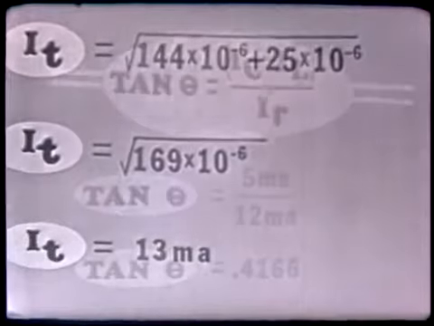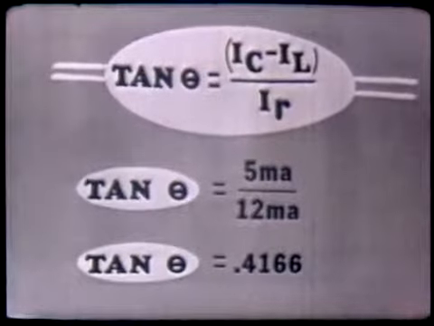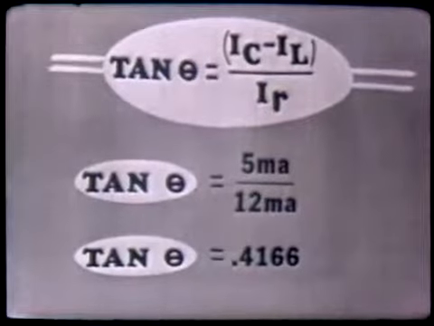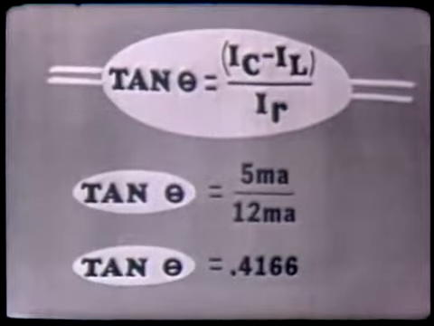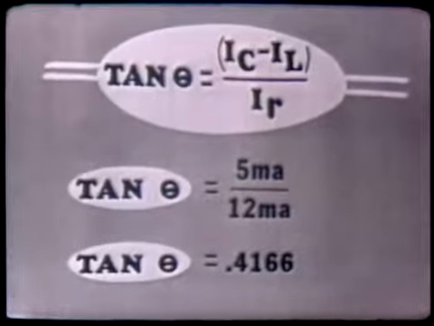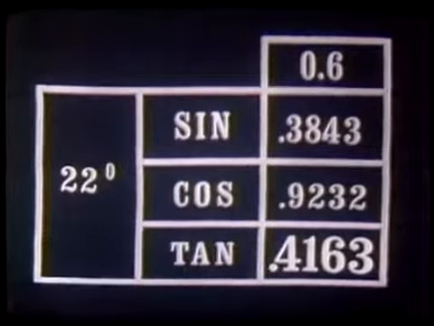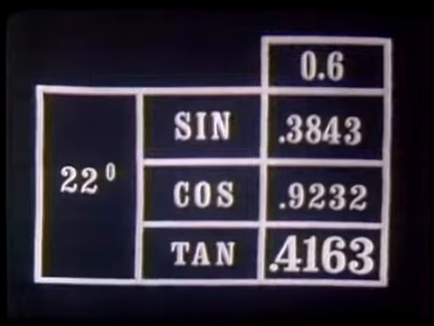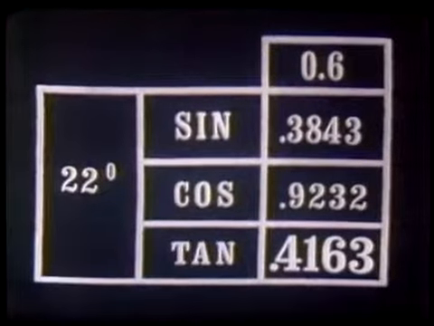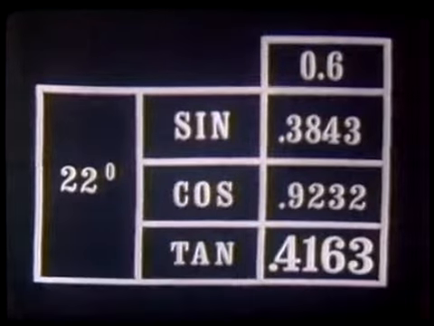What about the angle of our current? Well, we can use the tangent trig function rather than a protractor to determine this angle. And the tangent of angle theta is equal to IC minus IL divided by IR. Substituting into this then, you can see that the tangent of angle theta is equal to 0.4166. Well, looking at our trig table then, we can see 0.4166 is nearest to 0.4163, or the tangent of 0.4163, which once again is 22.6 degrees. So here we have determined our phase angle using our tangent trig function.